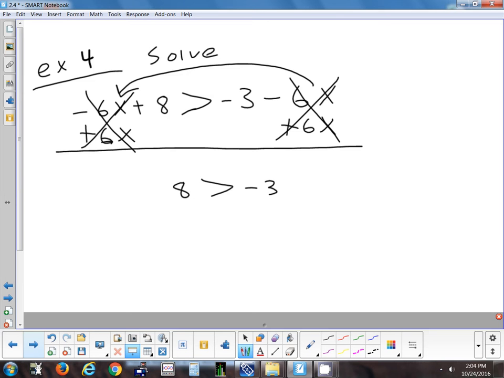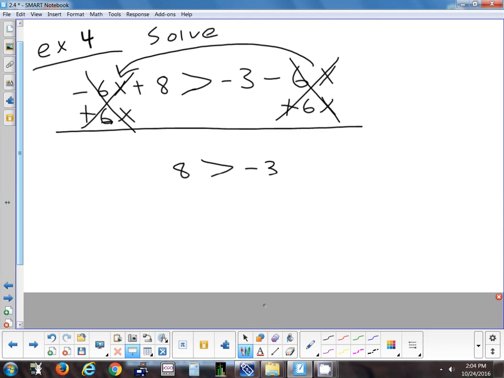What does that say if you read that? 8 is greater than negative 3. Okay, does that make sense? Is that true? Yeah. A positive number is always bigger than a negative. Okay, that's a true statement. So, anybody know what the answer is going to be?